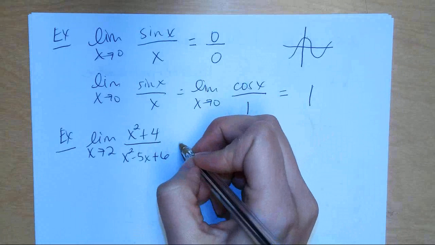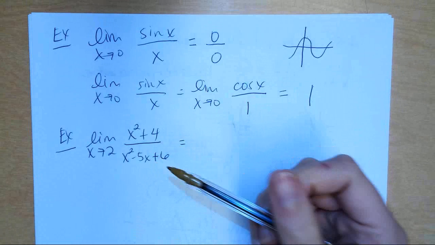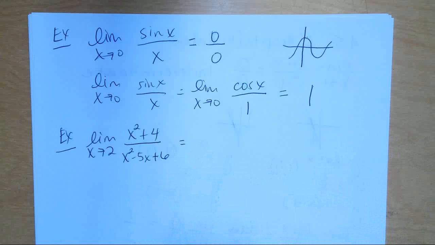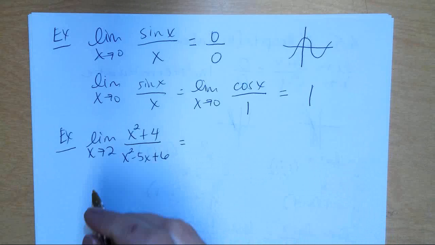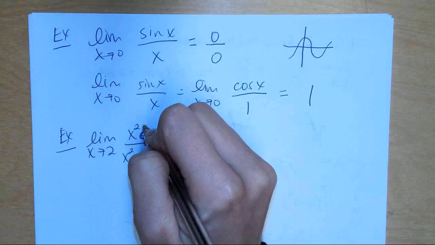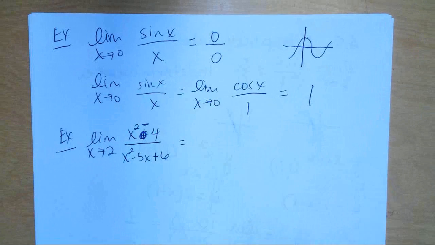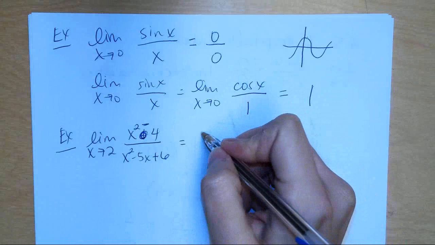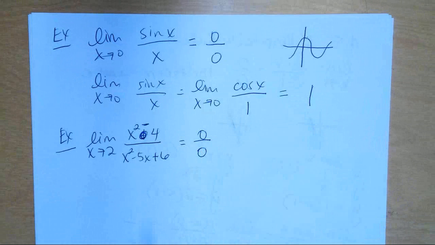Okay, so here we get, what? This should probably be negative 2. No, this should be x squared minus 4. I'm sorry, I lied. Right there. x squared minus 4. Okay, so what happens when you plug in 2? 0 over 0. Do you remember what we used to do about this?